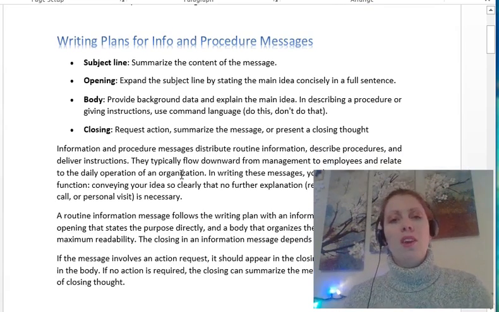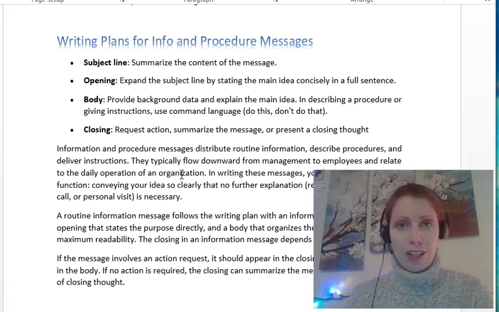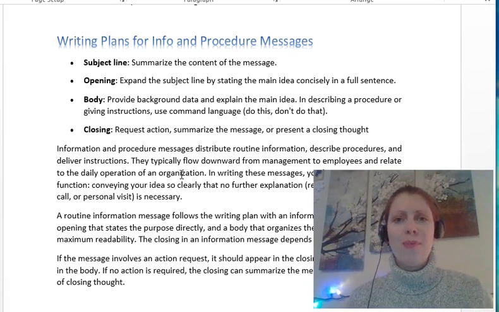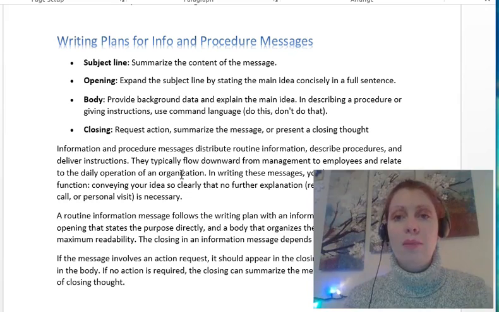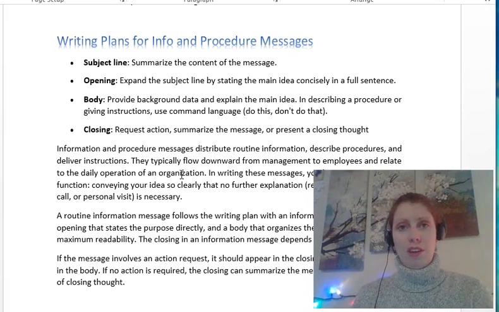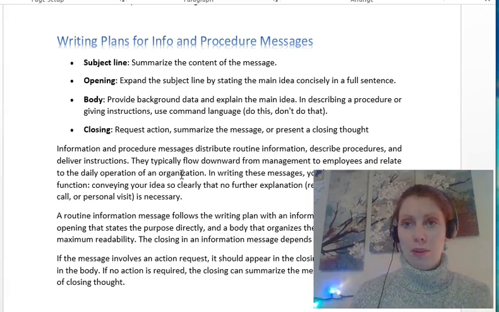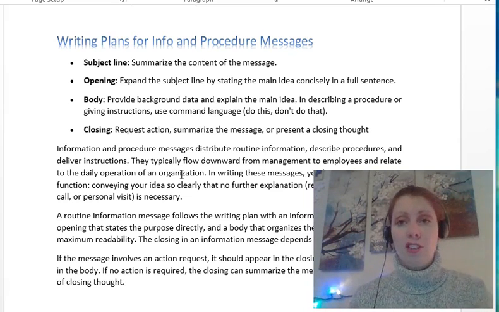All right, so the format for these is a subject line, an opening, a body, and a closing, just like everything else we've been working with. In the subject line, make sure that you summarize the content of the message. In the opening, you want to expand on the subject line. Remember to repeat the main idea here and to use the front loading like we talked about in the last video lecture, where you want your reader to know right away what you're going to be talking about. Make sure it's expressed in full sentences.